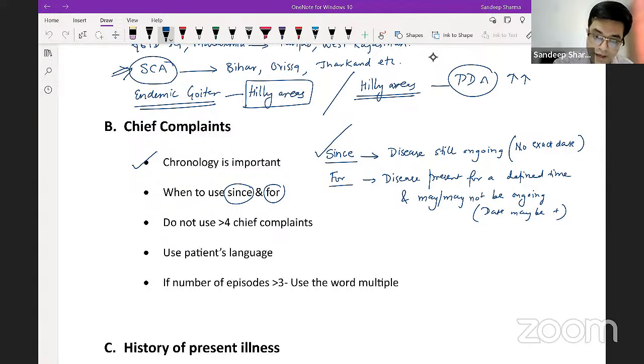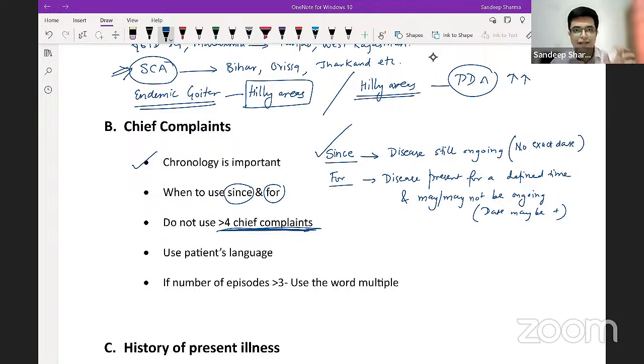Then another important thing that you need to understand is do not ask more than 4 chief complaints. Suppose there is a patient who's having 7, 8, 9 chief complaints. You pick and choose what are the 3 to 4 maximum complaints which summarize the problem in the child. The child may be having headache. The child may be having cough. The child may be having running nose. But all of them will come under upper respiratory symptoms. So you don't need to mention all of them in chief complaint. You can mention them as associated complaints.